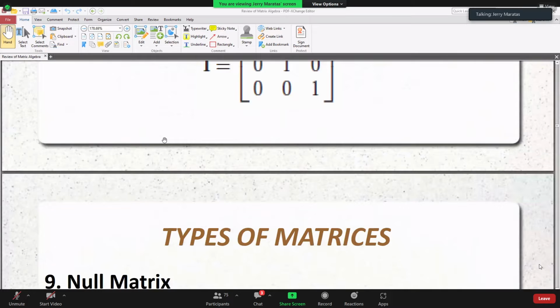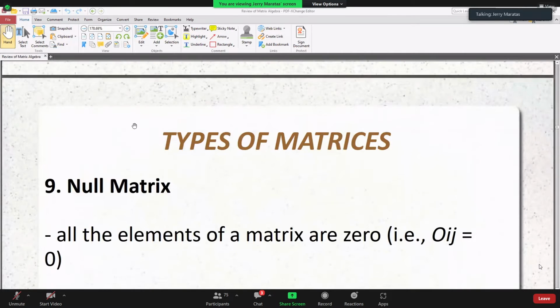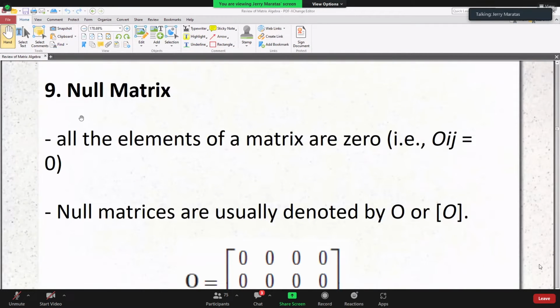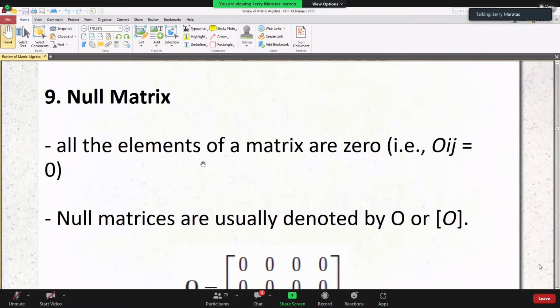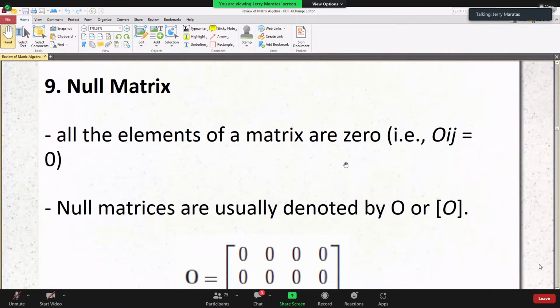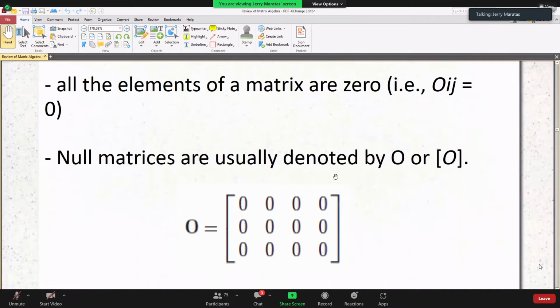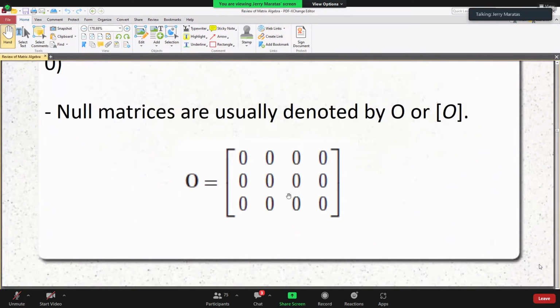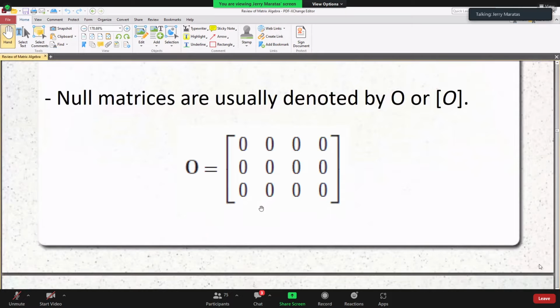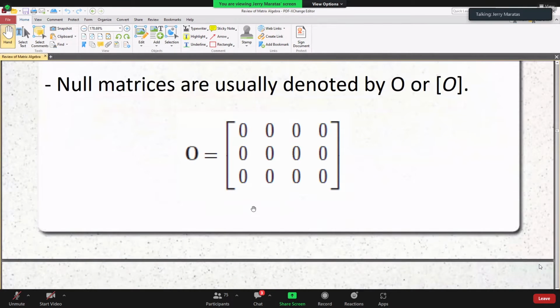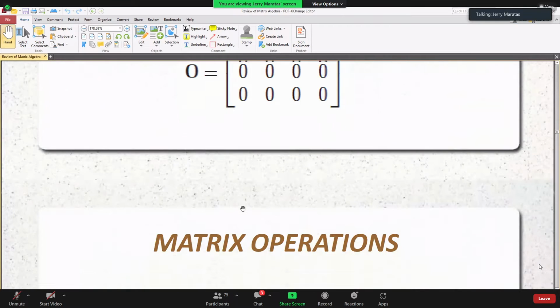Null matrix is also an important type of matrix. So when we say null matrix, all the elements are 0. Puro siya 0, so kani siya is a null matrix. Practically, 0 na siya expressed in matrix form.